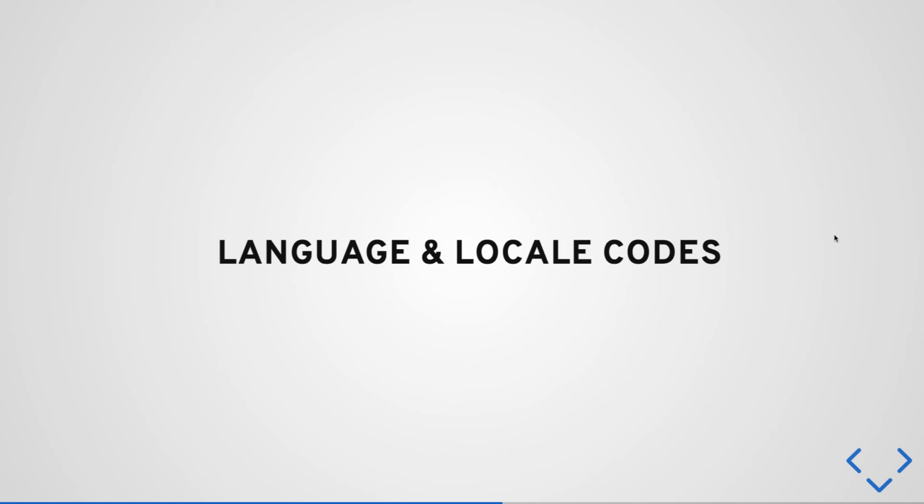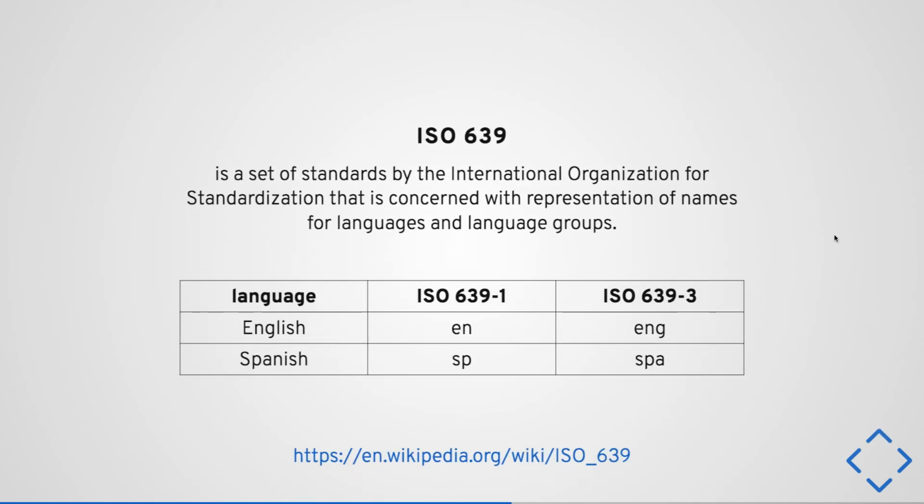All right, let's talk about language and locale codes, right? We deal with this here at the church. So there is a standard, and the standard is ISO 639. Well, there are lots of standards because that's how we do, right? It is basically concerned with representation of names of languages or language groups. So you can often see in our URLs the three character code for a language, like ENG, SPA, all that kind of stuff. Everyone's familiar with that?